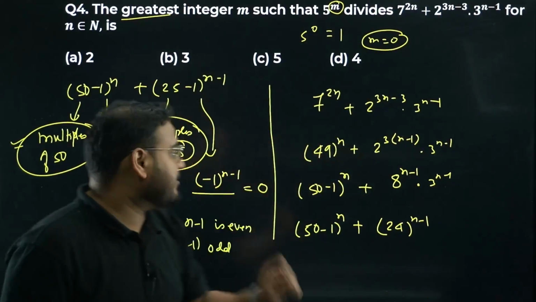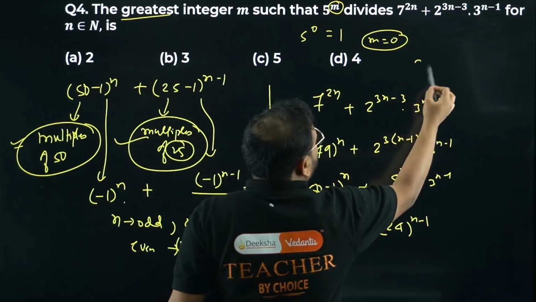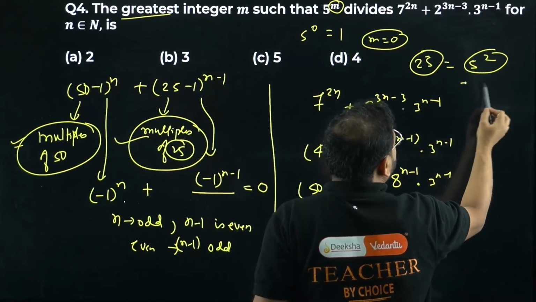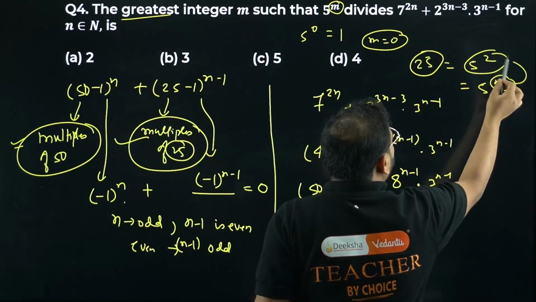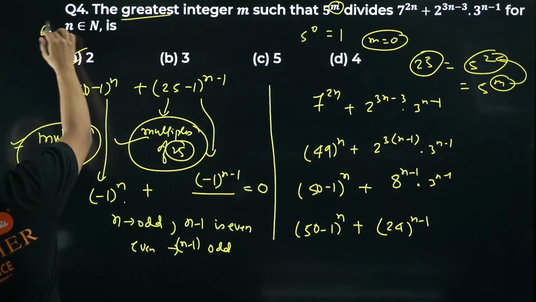It means 25 is the number which will cancel both the terms. It means my answer is nothing but 25. I can write this as 5 power 2. Compare this with 5 power m. I get m equal to 2. Answer is option number A.